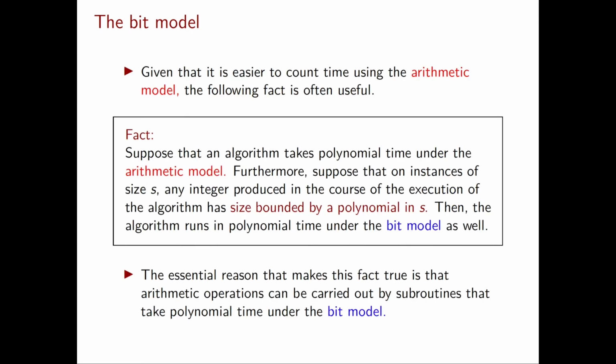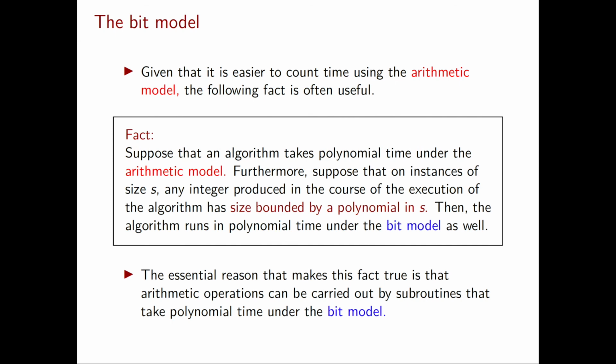It is then clear that it's much easier to measure the running time under the arithmetic model with respect to the bit model. However, the next fact shows us a very interesting link between the running time under the arithmetic model and the running time under the bit model. Suppose that an algorithm takes polynomial time under the arithmetic model. Furthermore, suppose that on instances of size S, any integer produced in the course of the execution of the algorithm has size bounded by a polynomial in S. Then the algorithm runs in polynomial time under the bit model as well.